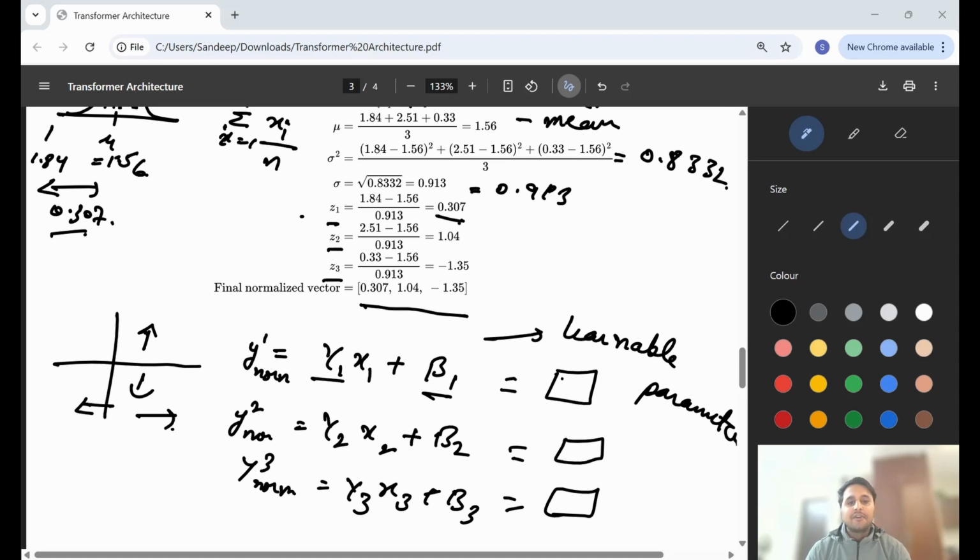In the next video, I'll explain the feed-forward network with examples, vectors, and full calculation.